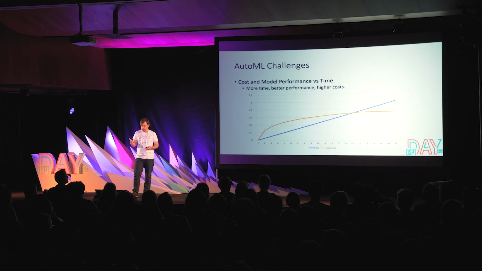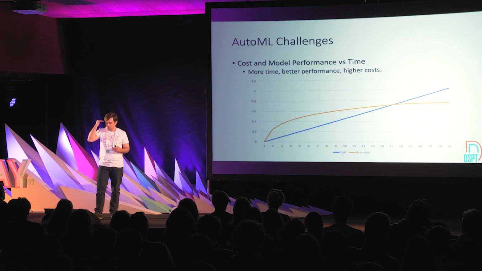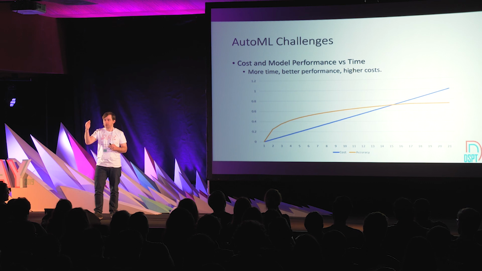Another challenge, cost and model performance versus time, right? We can use our entire life to train a model and build an infinite number of experiments, but the cost associated with the training increases linearly, right? But usually the performance of the model tends to become flat after some point. So detecting that point of cost, time and performance is another challenge for AutoML.